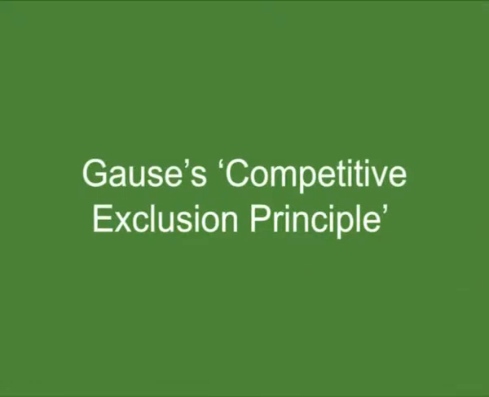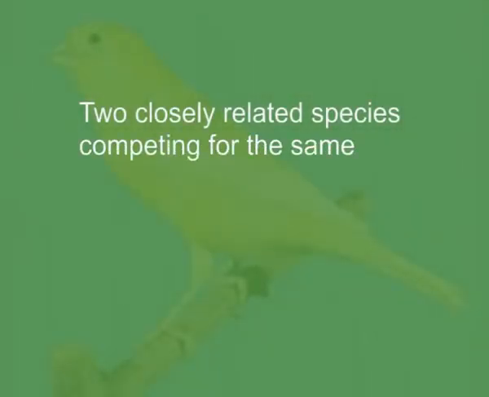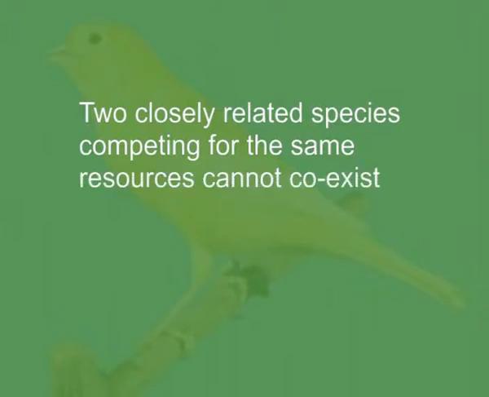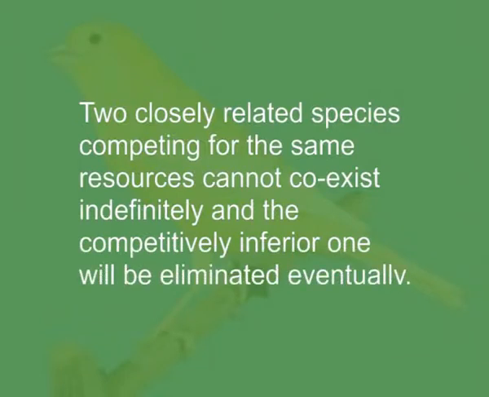Gause's competitive exclusion principle states that two closely related species competing for the same resources cannot coexist indefinitely, and the competitively inferior one will be eliminated eventually. This may be true only when resources are limited, but not otherwise.